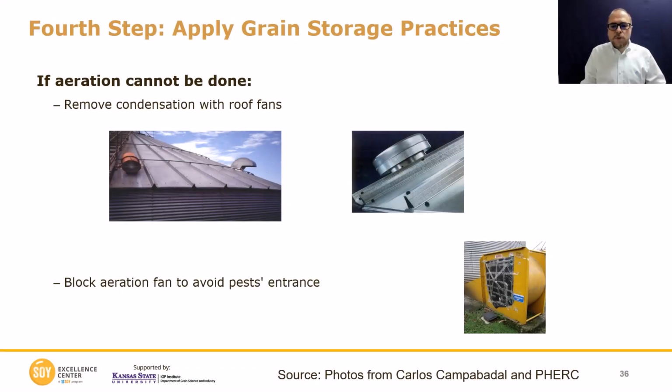Aeration is one of those tools that can help you cool down the grain, but besides that, it can also take out the condensation that accumulates between the grain surface inside a metal silo and its roof. Of course, in places with tropical weather where it's sometimes difficult to do aeration due to the temperature and relative humidity, you can install what we call roof fans or exhaust fans, which pull out the hot air that accumulates at the end of the day between the grain surface and the roof, to avoid condensation when the cooler temperatures hit at night.